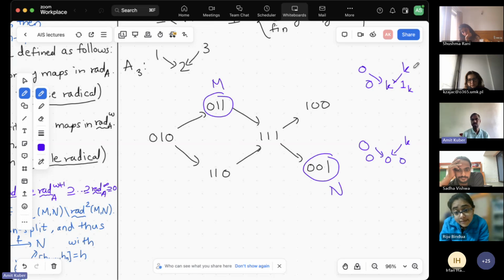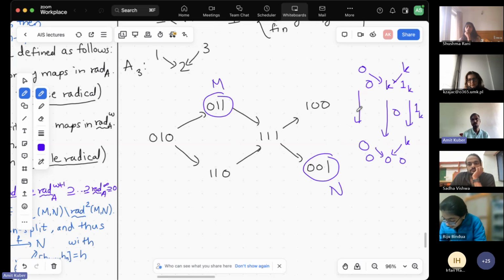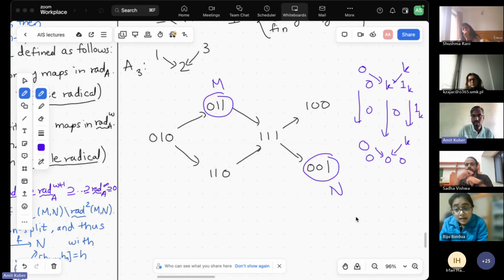Okay, so this is our first representation, and this is your N. And then there is an obvious map between these. This is 1K, and this is 0, and this is 0. This particular projection map lies in radical square. Why? Because it can be written as a composition of two irreducible maps. Okay. Any questions about this? That this lies in radical square.